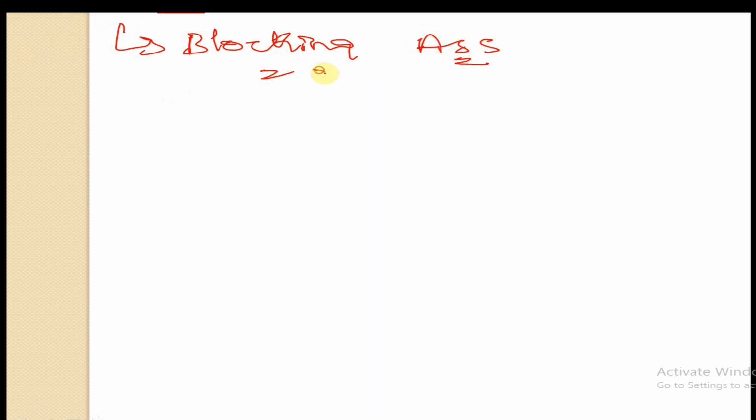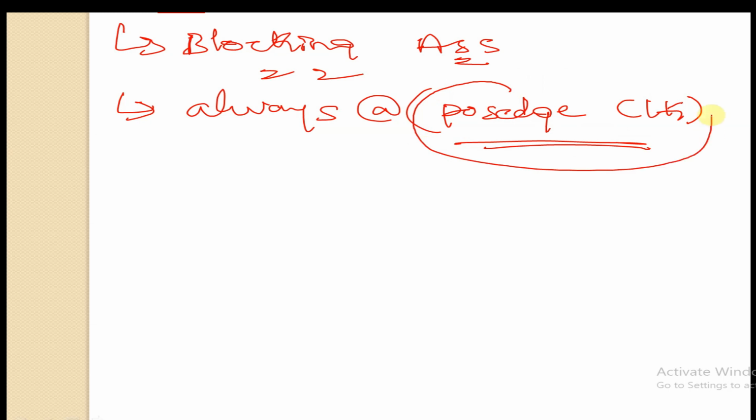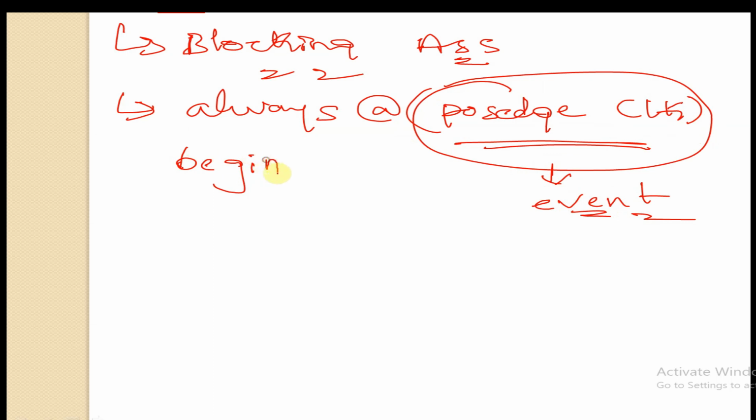In the case of blocking assignments, these are done inside sequential blocks, that is, an always or an initial block. So we'll consider always blocks now. Say this is our one always block, always @(posedge clock). We'll discuss what this is. For now, remember that this block will activate at the passage of clock. This is called an event, and we will discuss events in upcoming sessions. So for now, remember this always block will start at the passage of clock, and this is end.